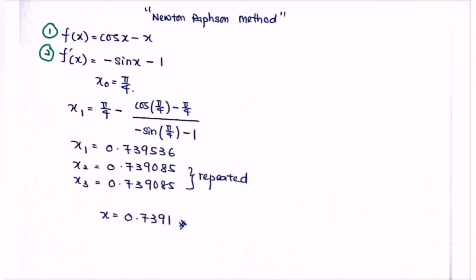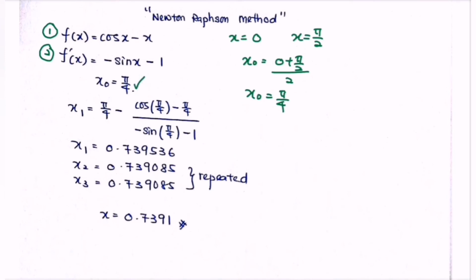Next is to find the initial value. So previously, the root is lying in between 0 and pi over 2. So in order to find the x naught, we have to find the midpoint between the two values, where we have 0 plus pi over 2, over 2. So the x naught will be equals to pi over 4. So here we have the initial value.